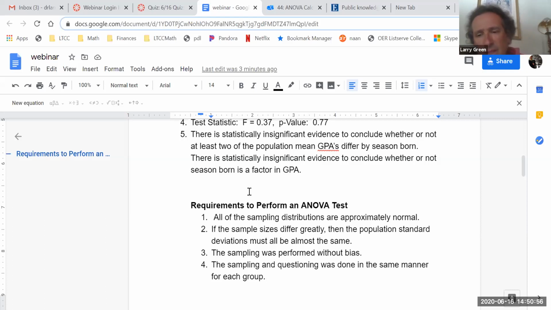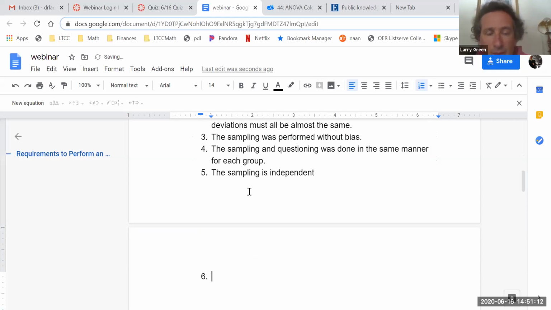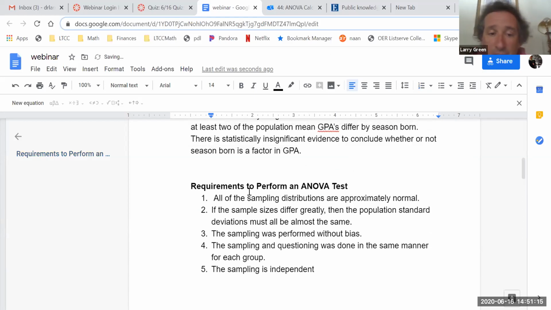The other thing is the sampling is independent. So you have to make sure that we have independent samples instead of dependent samples. So this isn't 5 questions to each person. These are 5 groups of people, each being asked a question. Do you see the difference? So you have to make sure you have independent sampling, and that's usually not a problem.